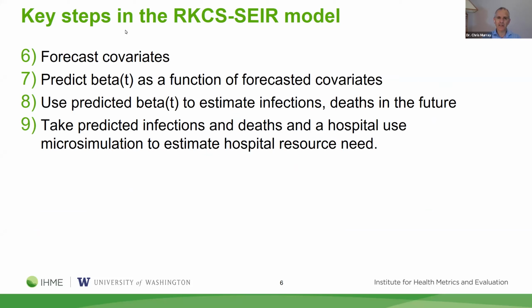And then, last step, we turn infections and deaths into hospital use using a microsimulation based on observed data of the ratios of the number of people who get hospitalized, need ICU care, or need a ventilator. So that's sort of the 9 steps that go into the process.